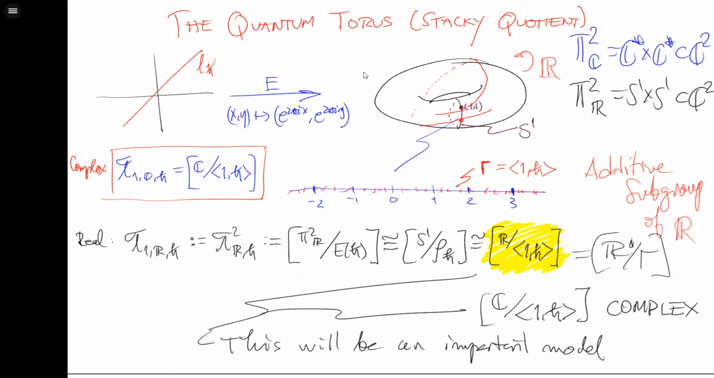Now, it's easy to write the complex version. We just write C divided by 1, h bar. It's just the complexification of this one, tensoring by the complex numbers. The complexification of this one is the complex quantum torus. But observe that h bar is still real. This is important for us. So this is the complex one. And these will be the models that will allow us to do the toric geometry in the fan, as you will see.